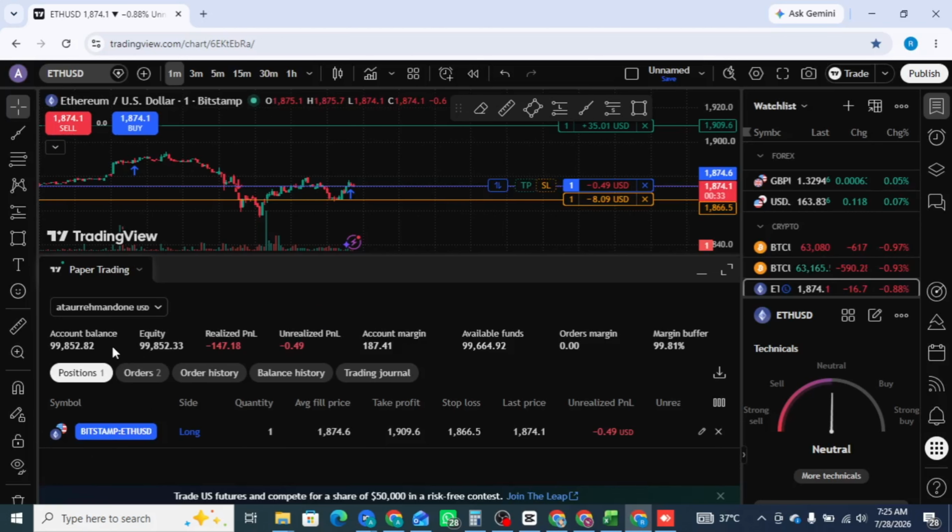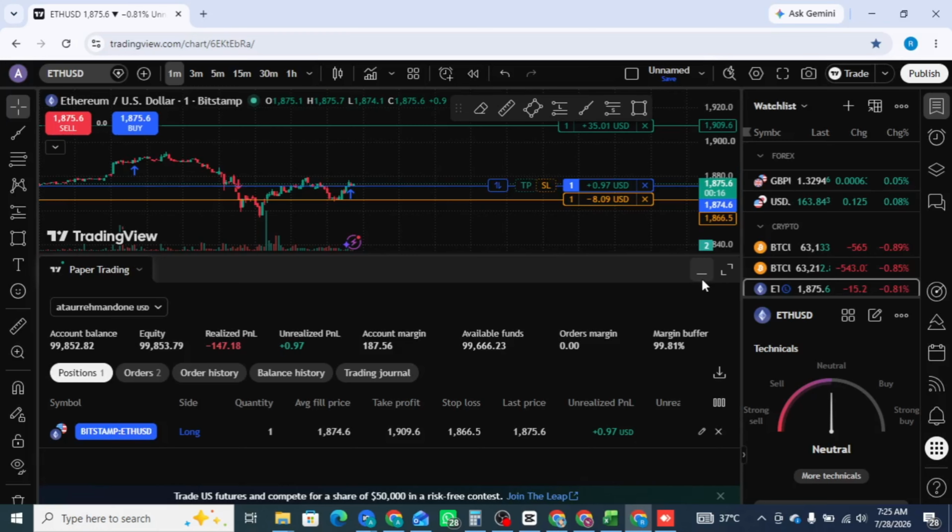Step 4. To actually change that starting balance, open the trading panel at the bottom of the chart, click the gear icon for settings inside the paper trading panel area, look for the reset option, and adjust your desired balance from there. Step 5. Place your trades just like you would on a live account.